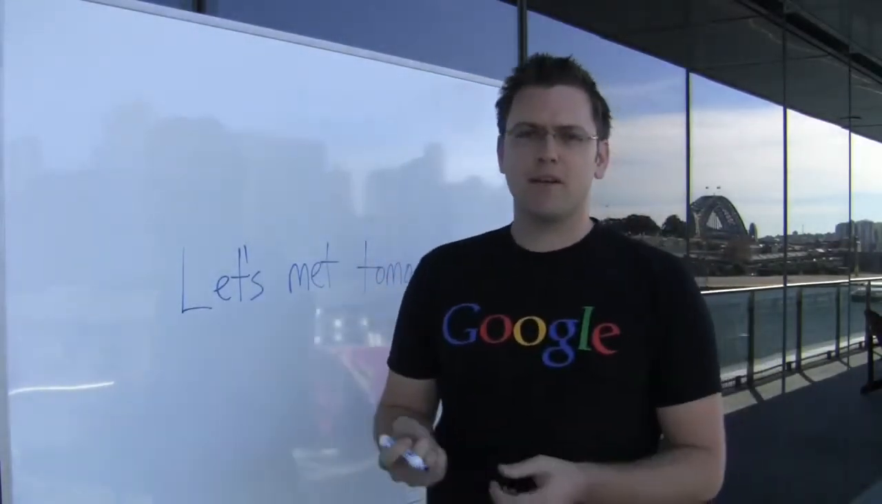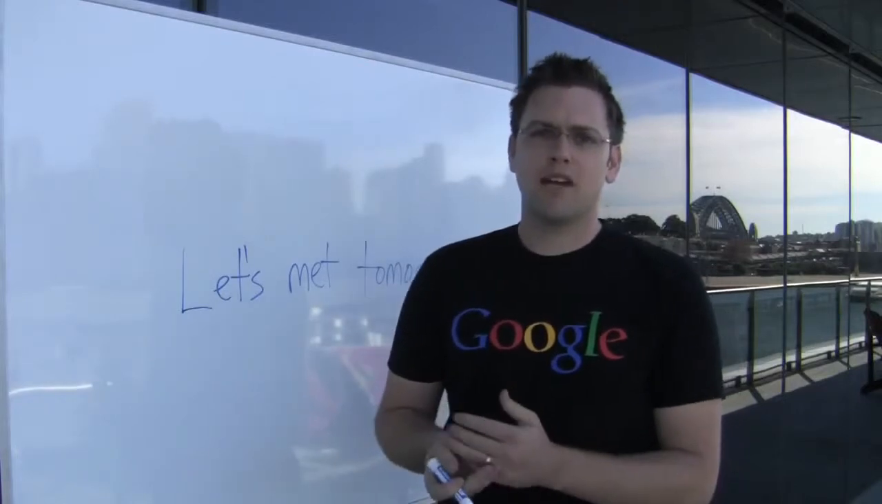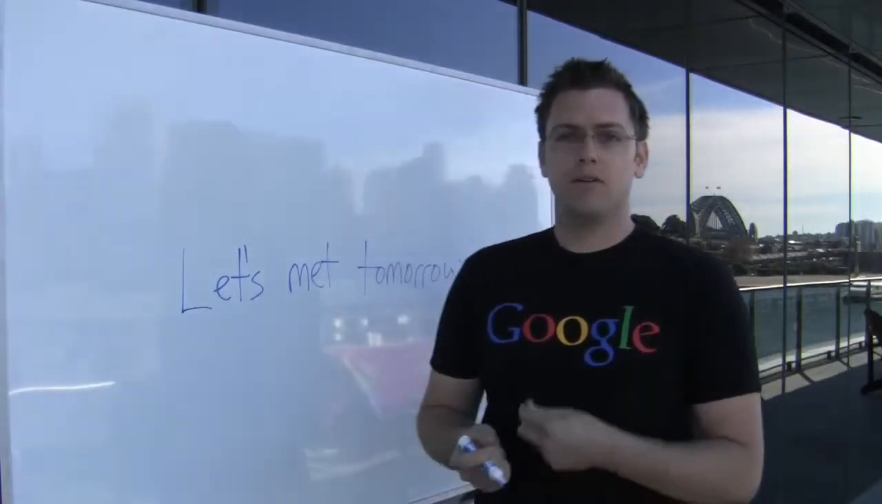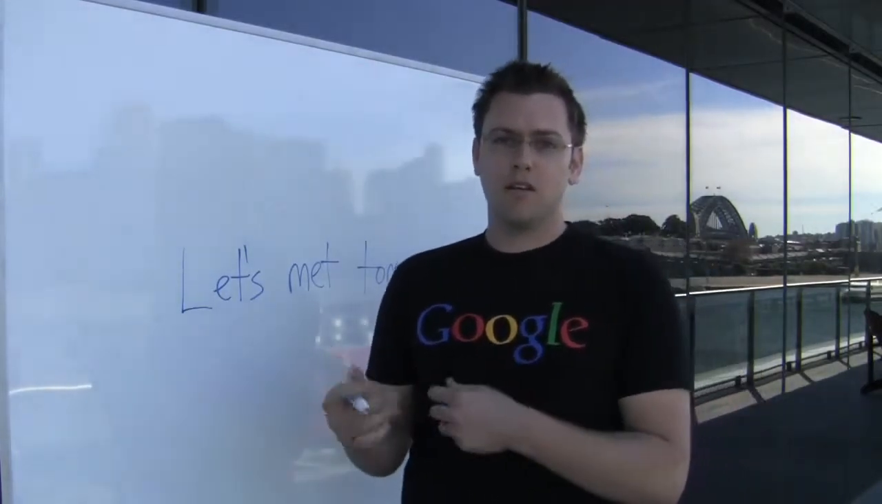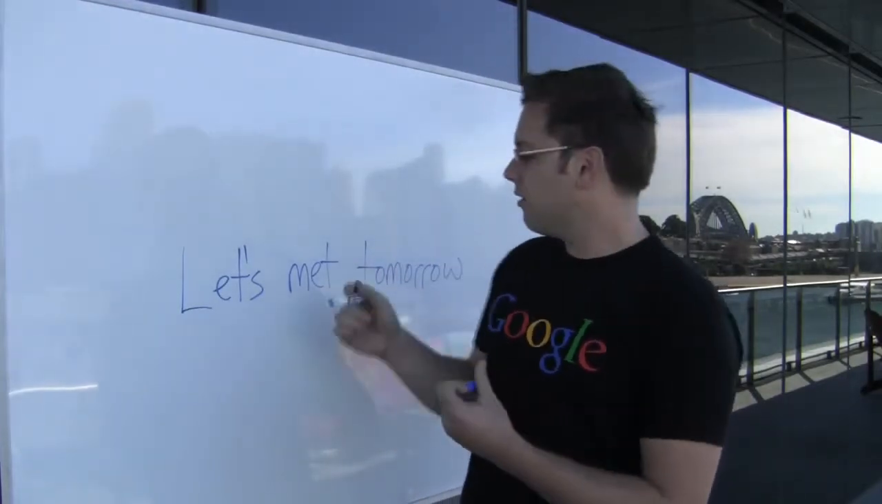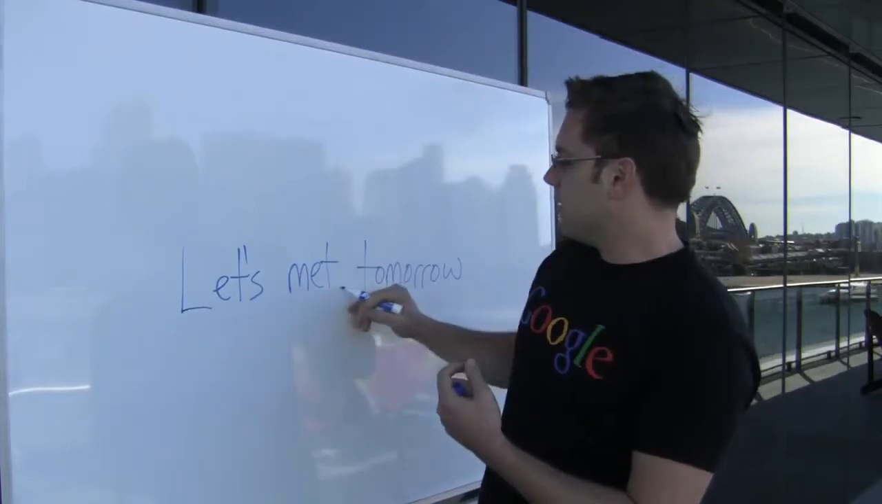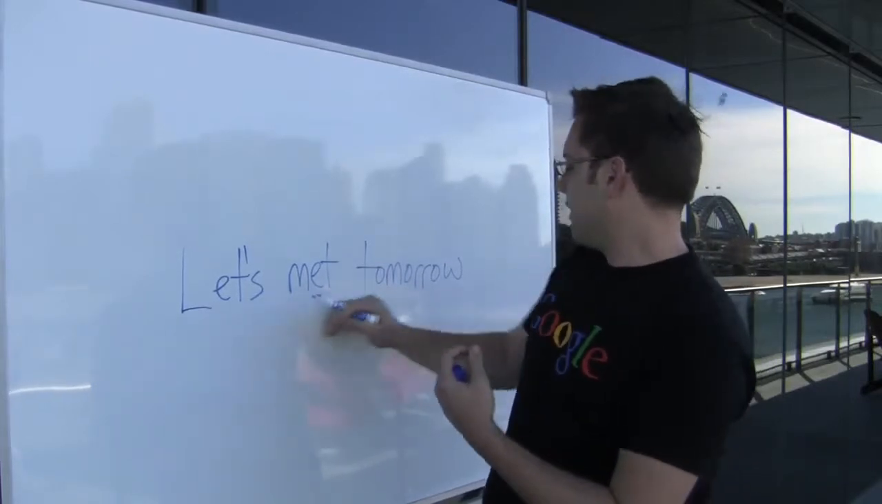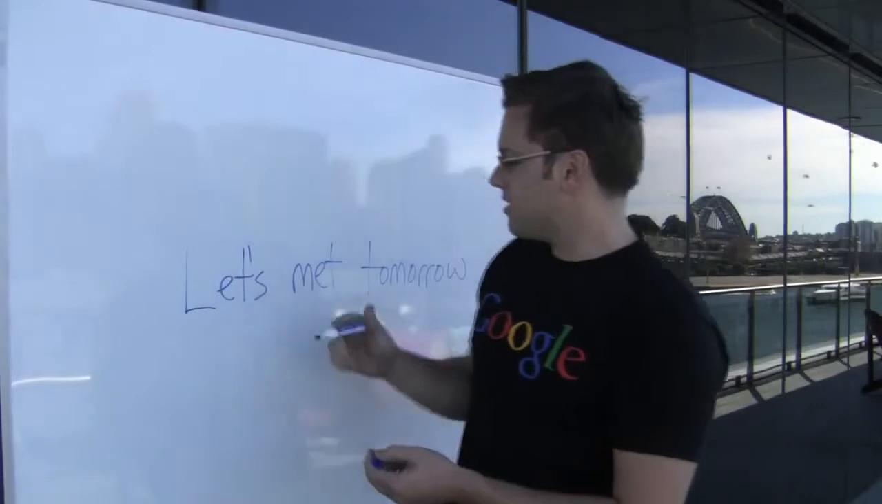Now the way that we implemented spelling is we introduced an automatic participant called Spelly who works just like another user that's participating on the wave with you. So Spelly's on your wave with you and it can see that you've typed let's met tomorrow, and it's now going to try and spell check it.